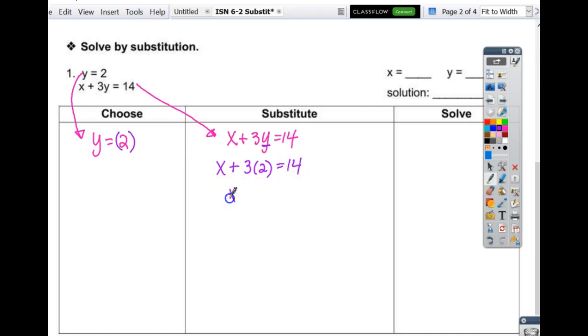3 times 2 is 6. So that's my x variable. That's my x coordinate, is the 8. And I already know my y, what's it equal to? So my solution is 8, 2. And that's where those two lines cross without graphing it.